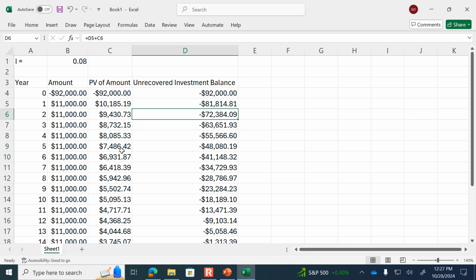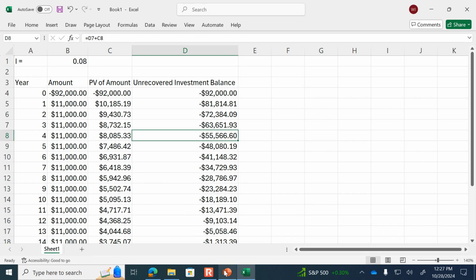The reason why the PV of the amount is getting smaller and smaller is that we're talking about $11,000, for example, 13 years in the future. So if every time you move that $11,000 back 1 year, it loses 8% of its value, then by the time you get to the present, it doesn't have much present value. The economic equivalent amount of $11,000 13 years in the future is about $4,000 in today's terms. So it's bringing down the unrecovered investment balance by a smaller and smaller amount with each year because the present value of the amounts is getting smaller.